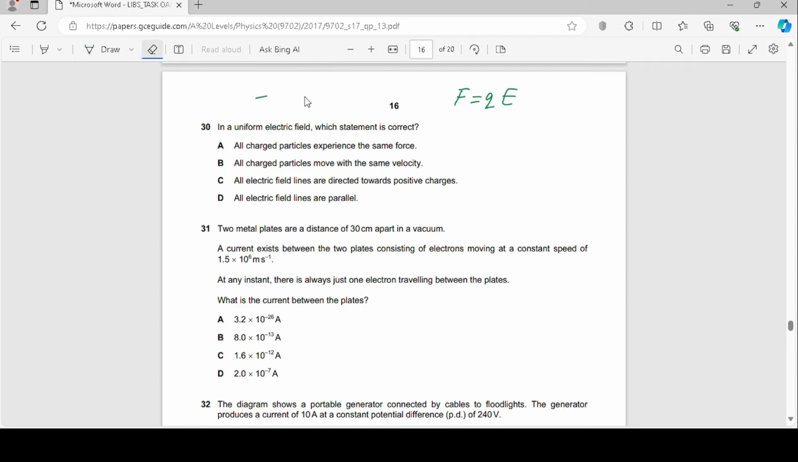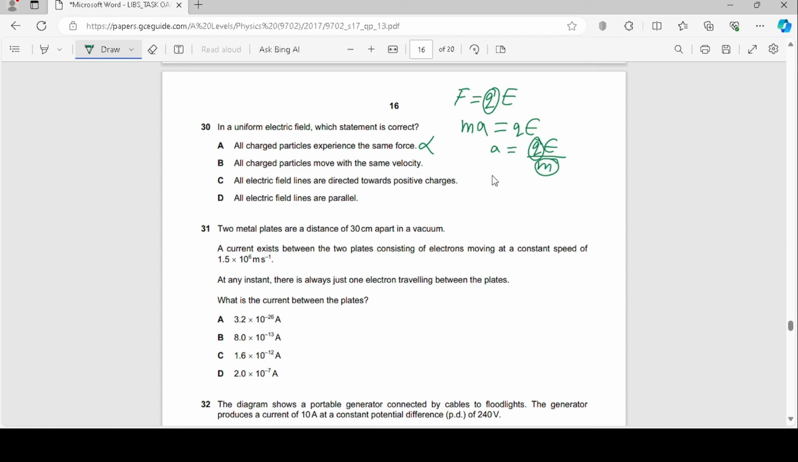That's the equation, right? So if they're saying all charged particles experience the same force, by definition that's kind of wrong because F equals QE, and it's not necessary that all charged particles have the same magnitude of charge, right? So that's not likely. And then B: all charged particles move with the same velocity. Well, again, we know that F equals ma, so ma equals QE. Therefore, a equals QE over m, where a is the acceleration. So acceleration depends not only on the charge but also the mass, or the charge to mass ratio.